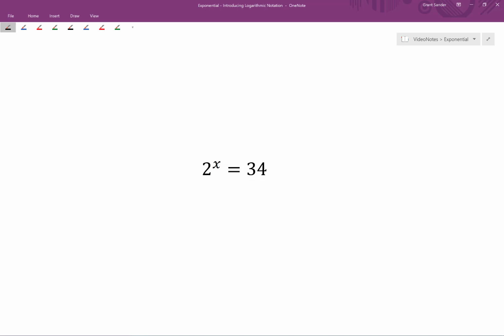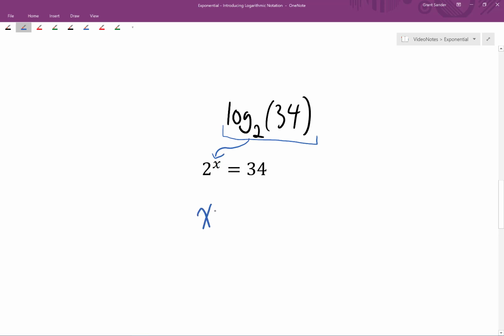To represent such an exponent using logarithmic notation, we write log with a base of 2, because the base for the exponent is 2, and then we input 34 into this function. So log base 2 of 34 tells us the exponent on a base of 2 needed to produce a result of 34. And if you think about that enough, that means that this expression right here represents the value of that exponent. And therefore, in this case, x is equal to log base 2 of 34.